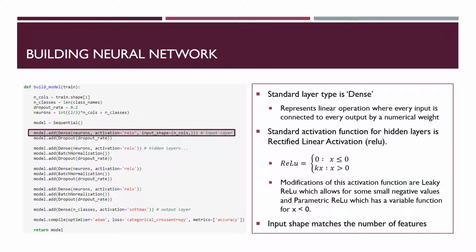Next, define the input layer. The standard layer type is dense, which means that every node is connected to every node in the subsequent layer. The standard nonlinear activation function for hidden layers is ReLU, which is 0 for values less than 0 and a sloped line for values greater than 0. And the input shape will match the number of features.